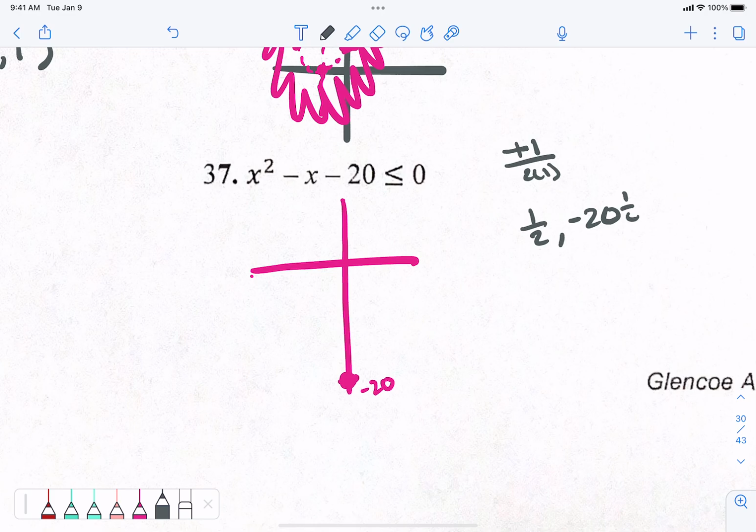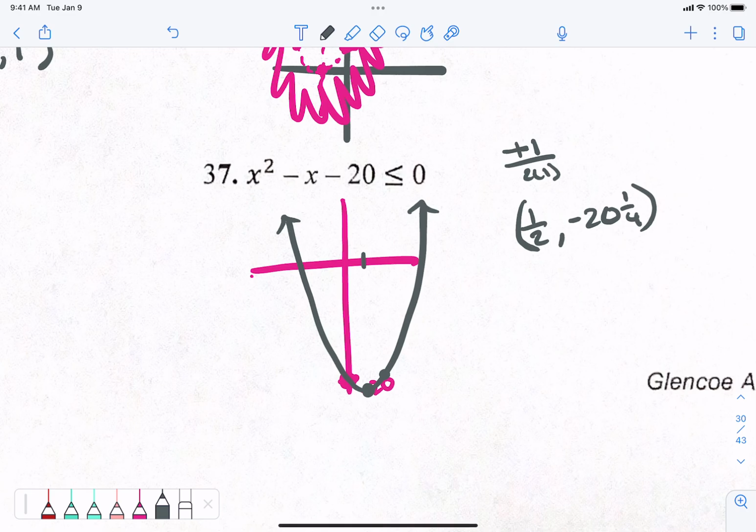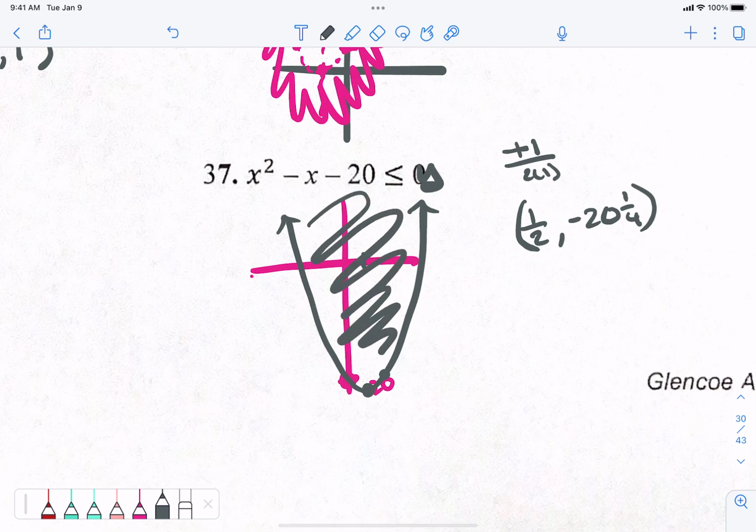Negative 20 and 1/4. So 1/2 comma negative 20 and a 4th is down here. So it's going to look something like this. Just trust me that that's what you get when you plug it back in. Negative 20 and a fourth. Y is greater than, so outside or inside? Or above or below, I guess. That would be above, which in this case is inside. Yep, very good.